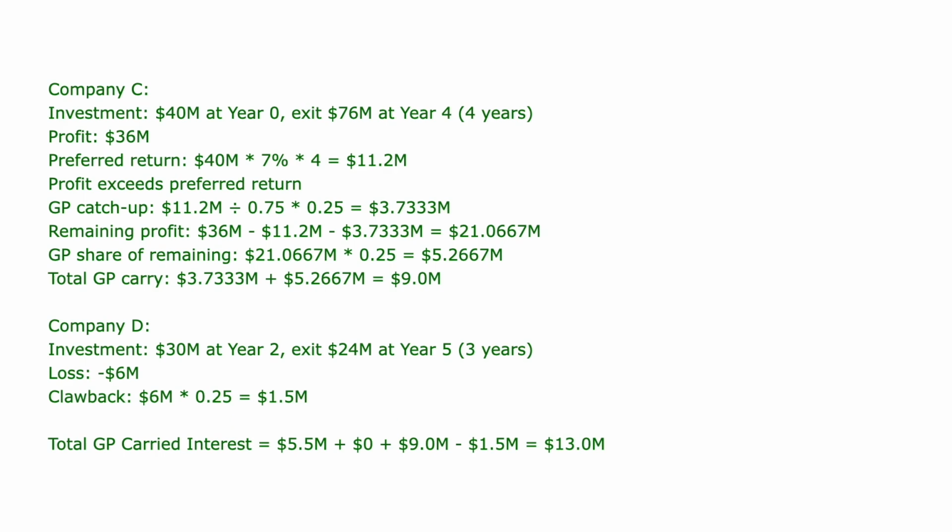GP earns carry when profits exceed preferred return, but clawback reduces carry when later deals lose money. Company C, profit exceeds preferred, GP earns $9.0 million. Company D, loss. Clawback of $1.5 million. Total GP carry, $13.00. Clawback ensures fairness by offsetting losses against prior carry.